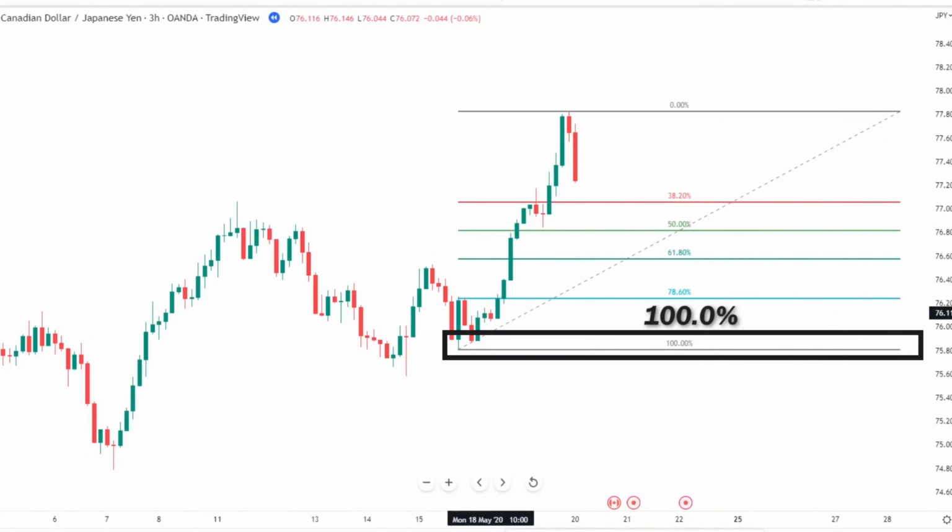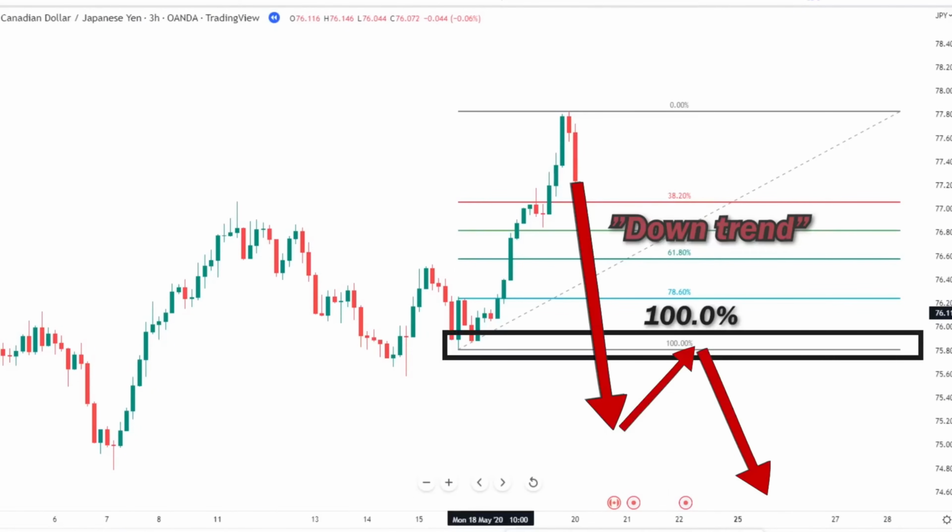The 100% level is the maximum limit for a move to still be considered a pullback. If the price breaks and closes below the 100% level, the move is no longer a pullback. It is classified as a trend reversal, a downtrend. If that happens, you invalidate the setup and look for other opportunities.